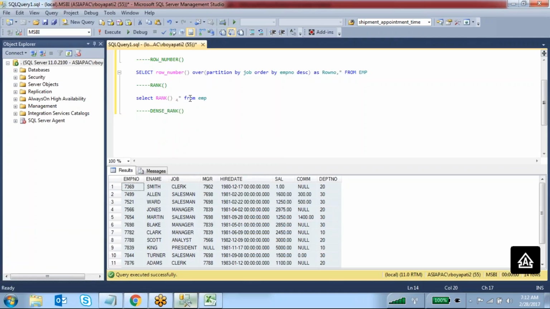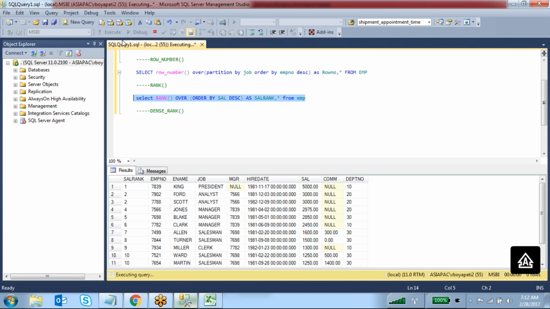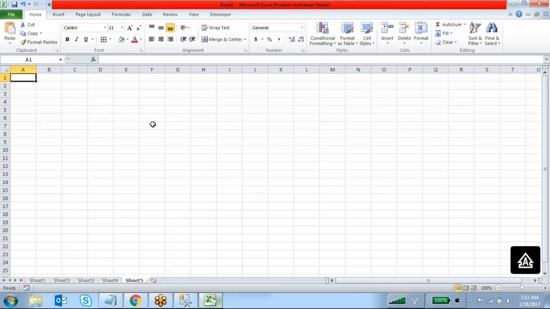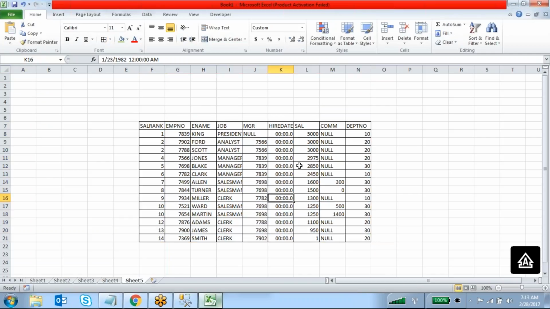Rank bracket open closed, over, order by salary descending order as rank. You can use salary rank. Just copy this; I'm going to copy this one and you can put it over here. So this is the first rank. Who is the first rank? He is the king, president of the company, and his salary is 5000. And for the second rank, there are two persons, 3000 and 3000.